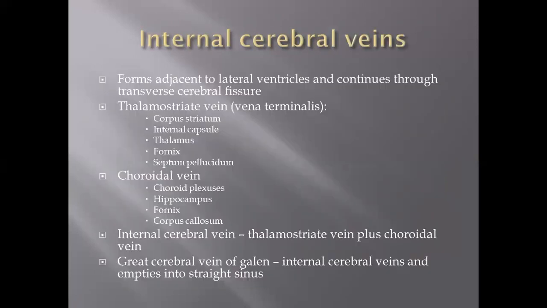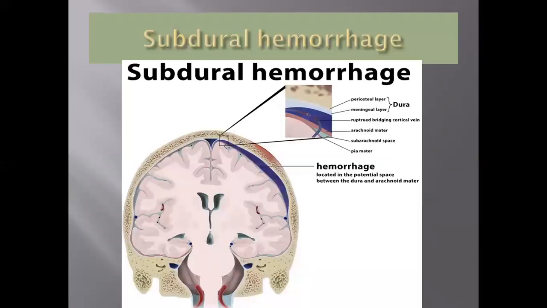Then those are now notes that I made that are describing what all those veins will be describing. Then I talked about a subdural hemorrhage where the bridging veins are actually affected. That's quite different from an epidural hemorrhage, which is rupture of the meningeal arteries.